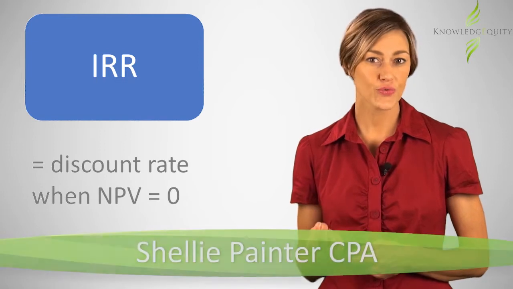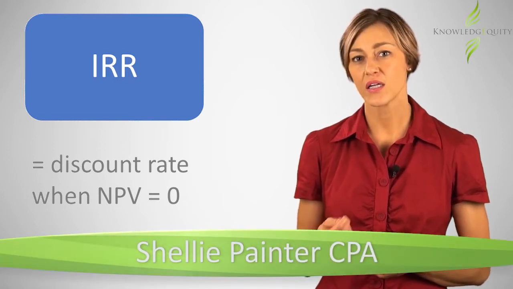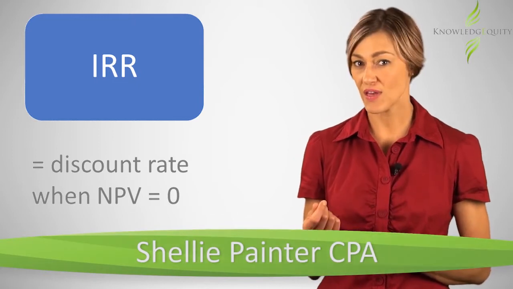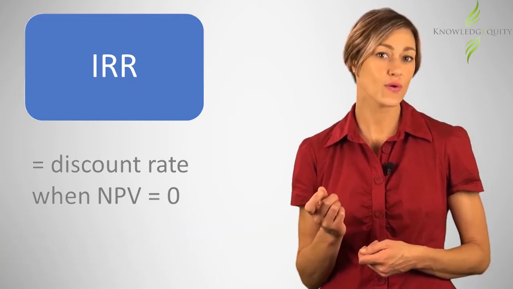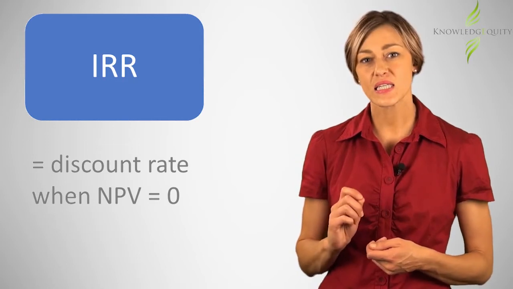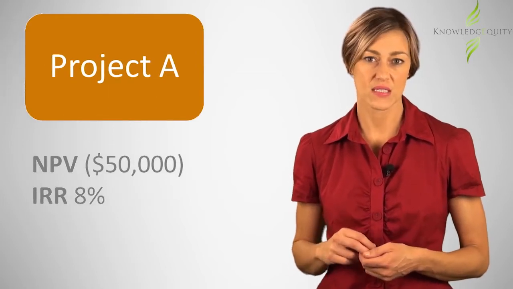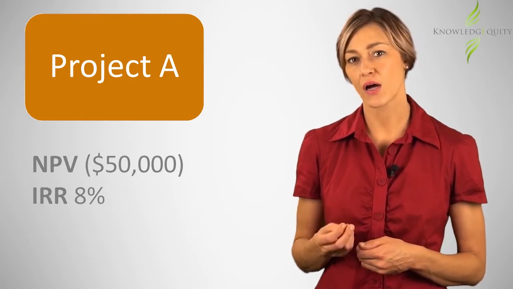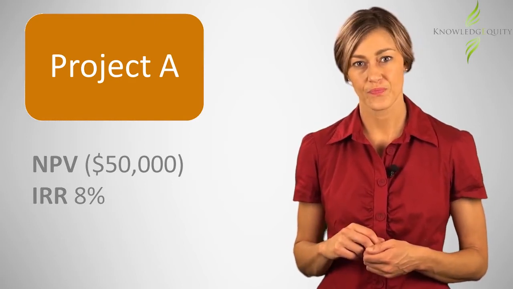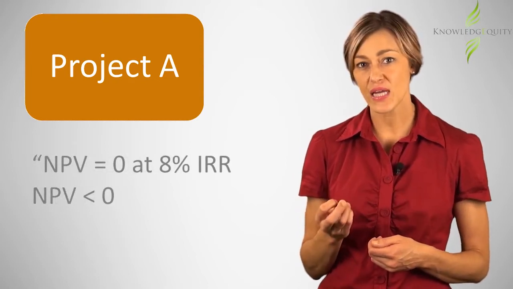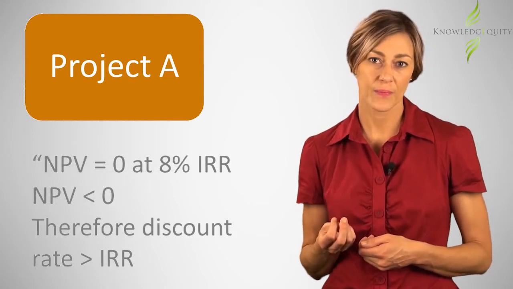We know that the internal rate of return, or IRR, is the rate of return when the net present value, or NPV, of a series of cash flows is zero. Let's consider Project A, where the NPV is negative $50,000 and the IRR is 8%. As the NPV is negative, then we know that the discount rate is higher than the IRR.